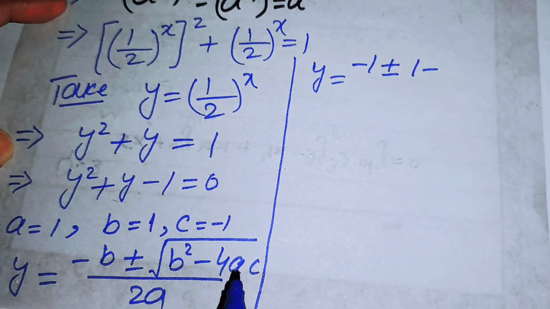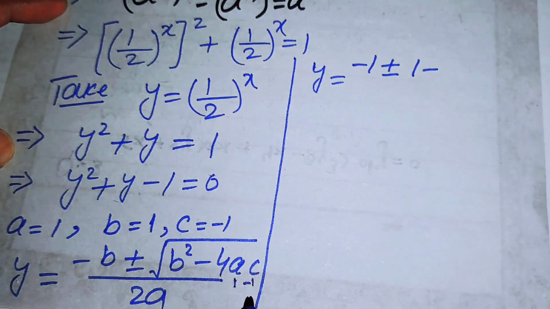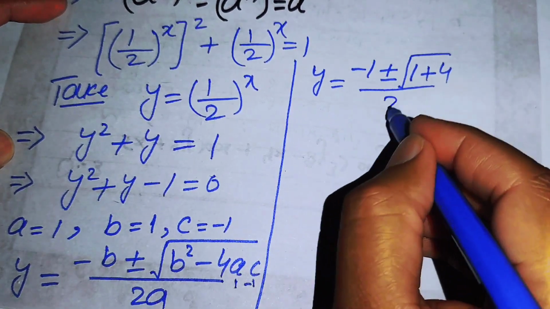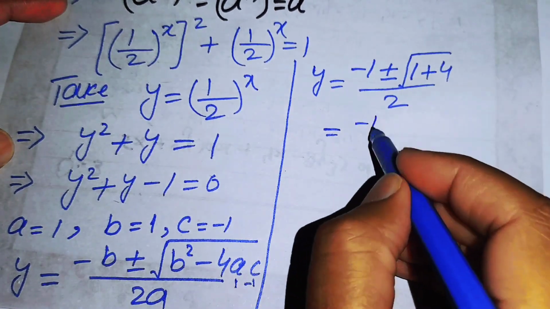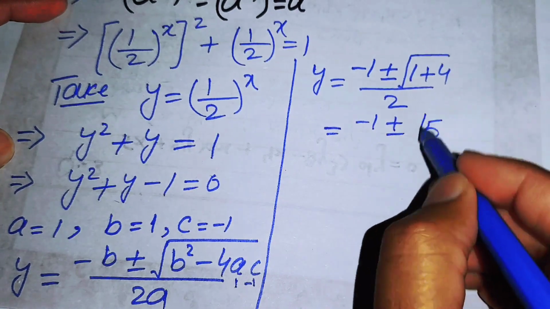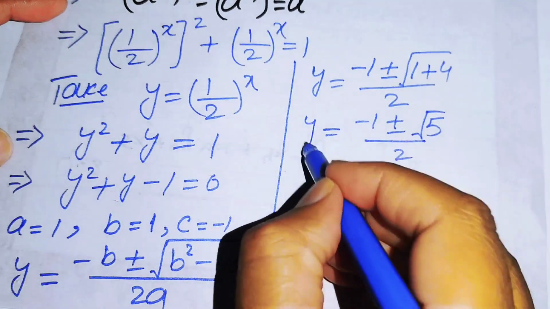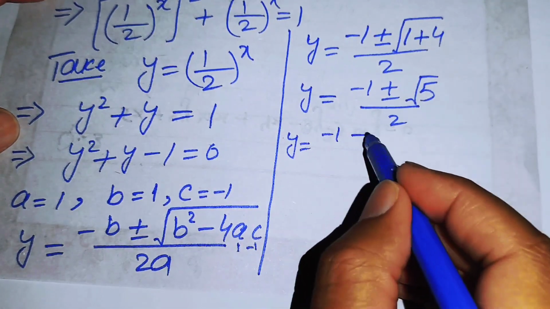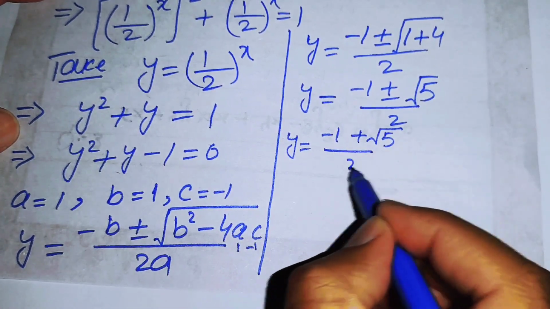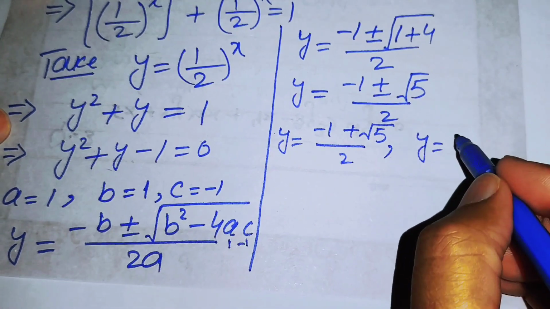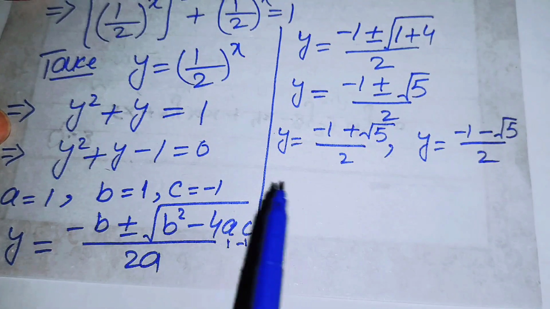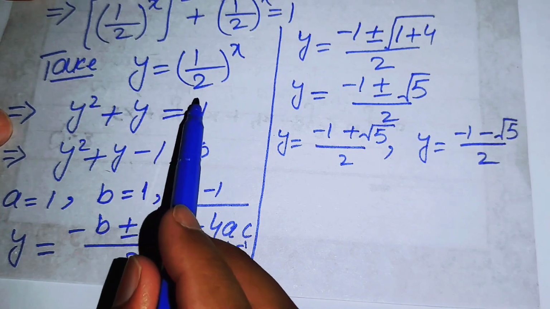When we substitute these both values here, 1 and minus 1, it becomes minus minus plus 4. So it becomes 1 plus 4 square root over 2 times a is 2, and here we get minus 1 plus minus square root of 5 over 2. So here we have two cases. The first case is y is equal to minus 1 plus square root 5 over 2, and the other case is y is equal to minus 1 minus square root 5 over 2.